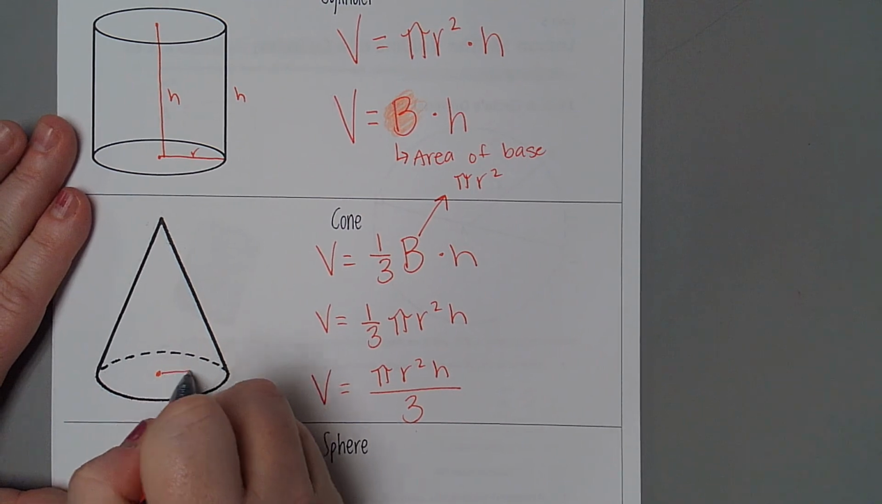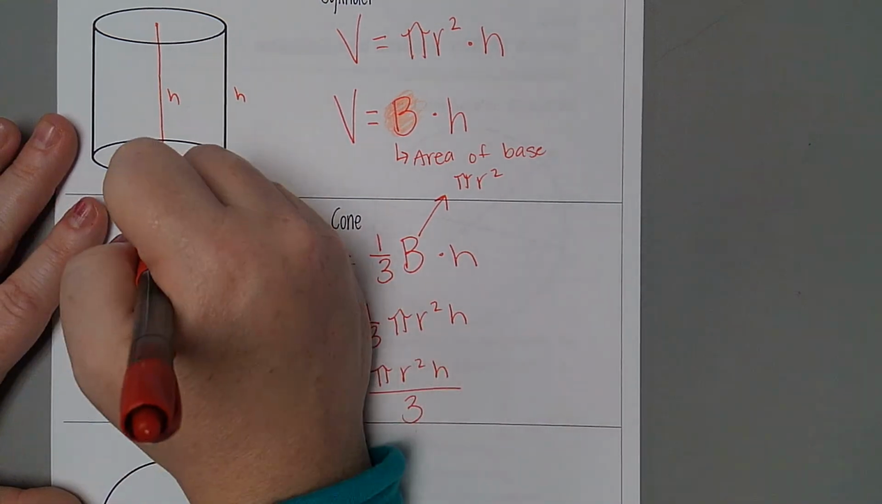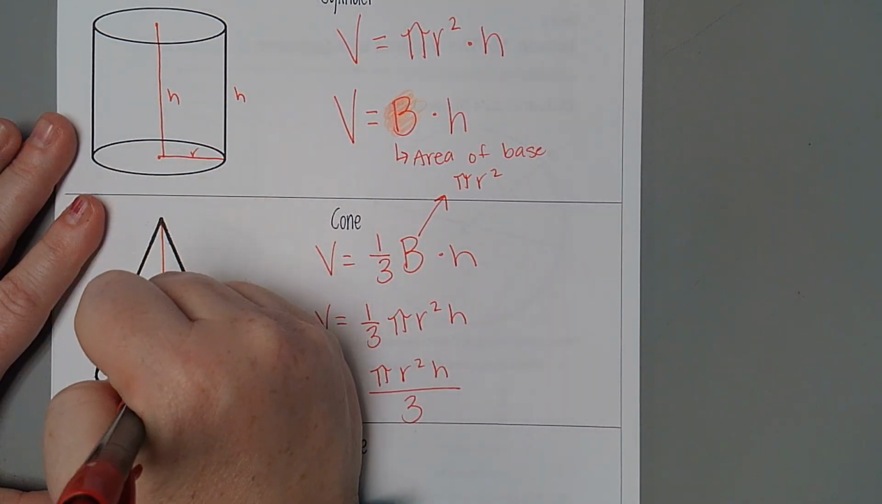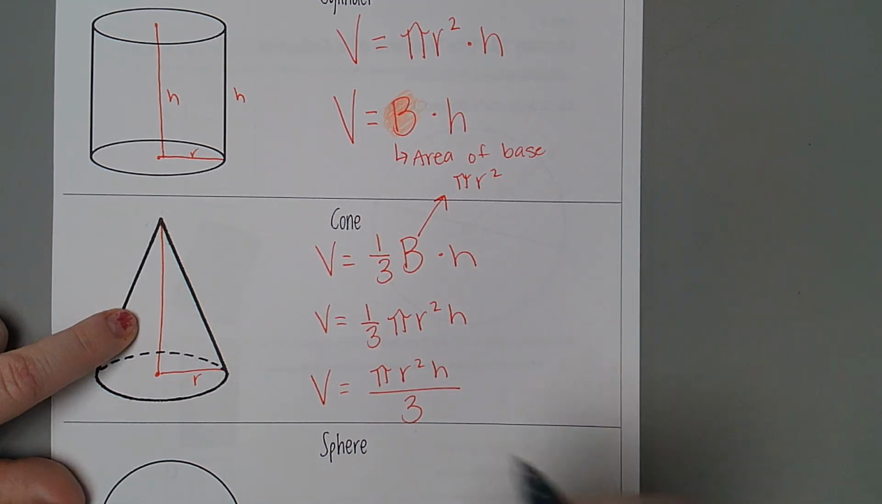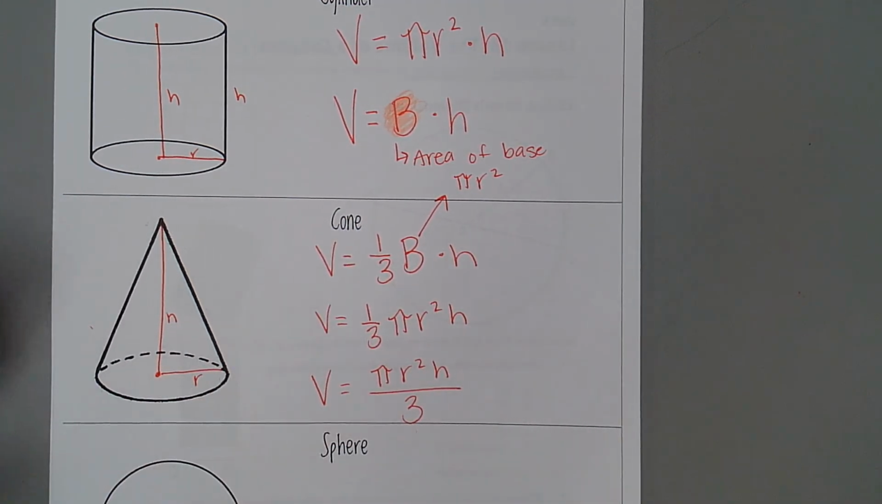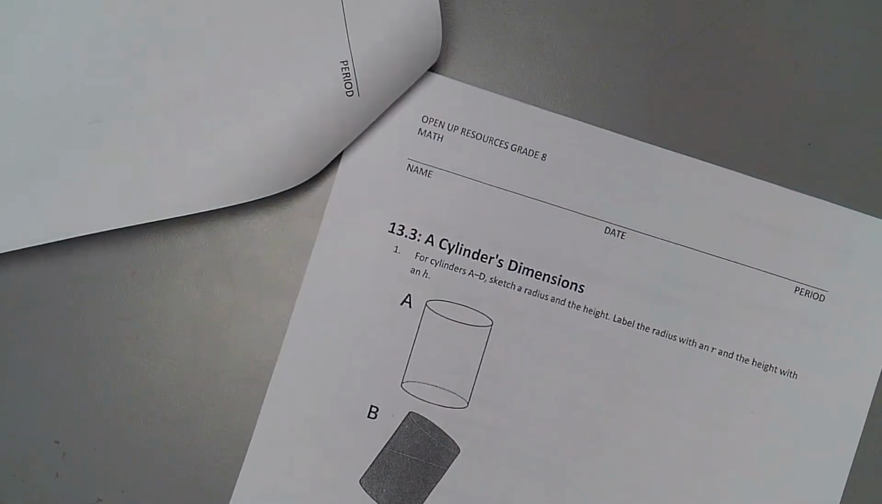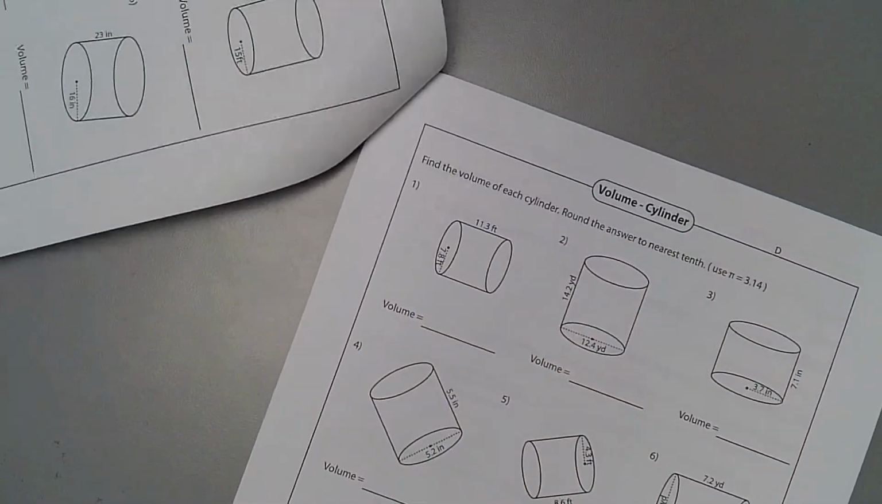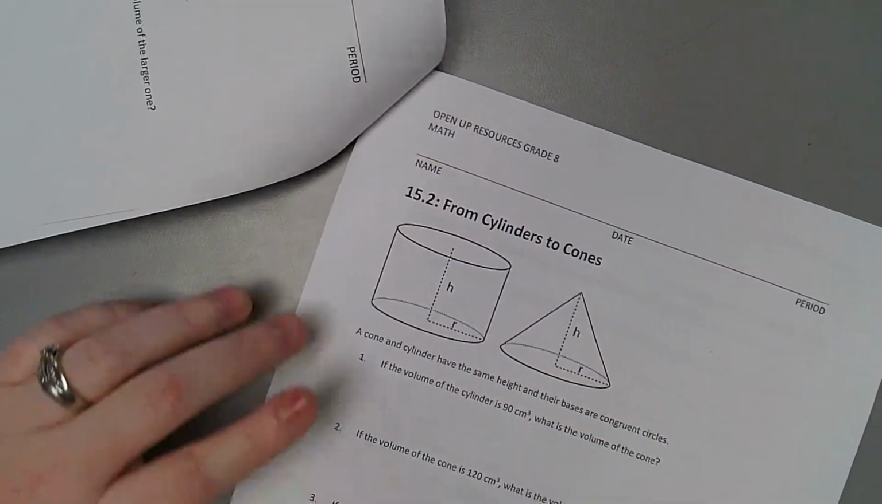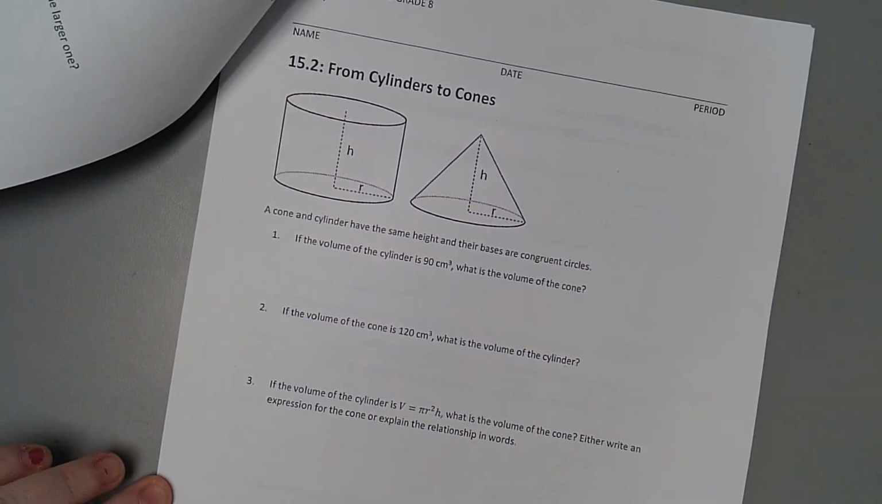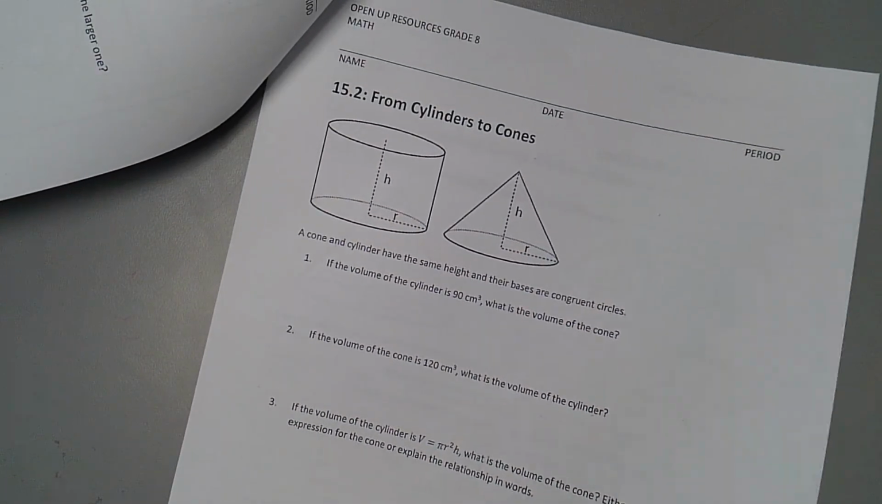You still have your radius. And your height for this one goes from your vertex to the center of your base. You cannot use a side because it is a diagonal. It's not measuring the actual height. You should have already gone through all of these. If they're not done, you might want to find a way to get them done. This was completed yesterday in class. And then I believe you guys are right here.